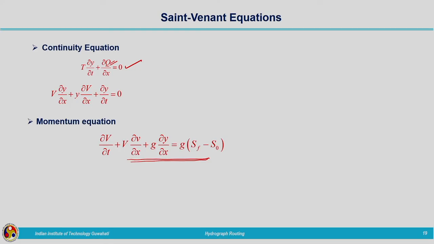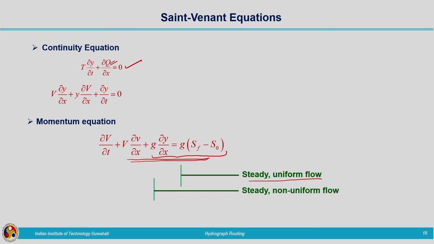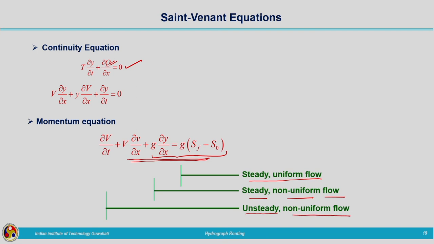When we look at this momentum equation for getting a partial solution, if you consider only the term g(Sf minus S0) equal to 0, it can be considered steady uniform flow, which is termed kinematic wave routing. If you consider these two terms, g del y by del x equal to g(Sf minus S0), that is termed diffusion wave routing, which is steady non-uniform flow. And if you consider all the terms together, it is termed unsteady non-uniform flow, and this is dynamic wave routing. In this course, I will not be discussing flow routing using hydraulic routing techniques.